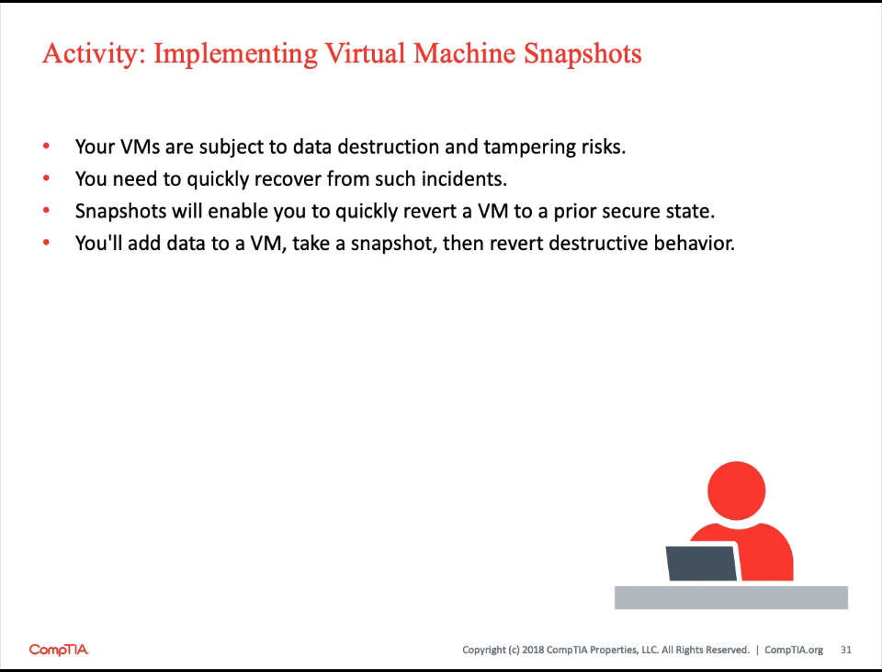Right, so a snapshot is not going all the way back to our master image. It's going to last Tuesday when everything was working out fine, right? And so you're going to need to add data to a VM, then take a snapshot, and then revert destructive behavior. So in this case, we took a snapshot previously, and we've made some changes, and these changes were bad, and so now we want to revert back to that optimal state or better off state, right? A prior secure state, where we are more so meeting our baseline.